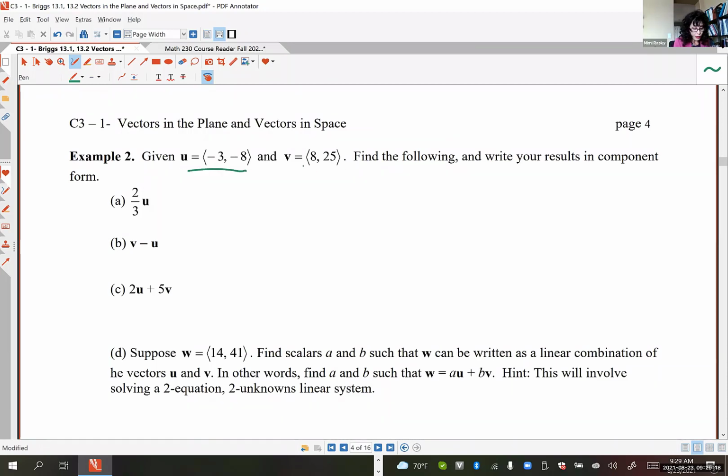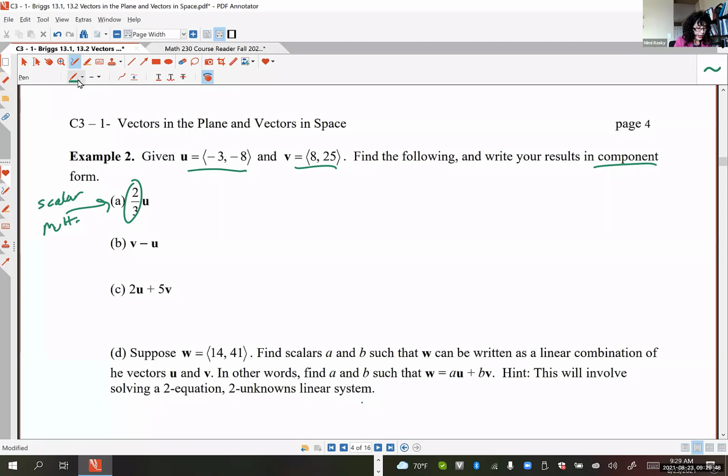So in this example, they're giving us two lovely vectors in component form. And we're going to find the following and write our results in component form, because our results are also going to be a vector. So letter A, 2/3 u. This is scalar multiplication right here. This is an example where we're multiplying u with the scalar. A scalar is a pure number, 2/3.